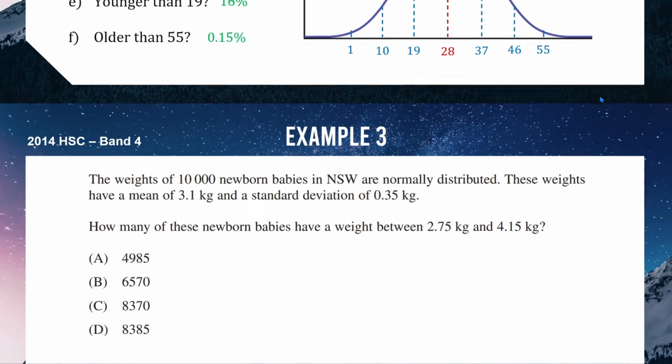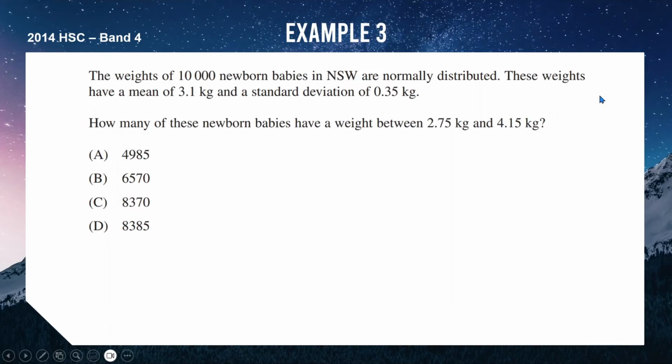Okay, let's do another one from an HSC paper from a fair few years ago. We have 10,000 newborn babies with normally distributed weights. They have a mean of 3.1 kilograms and a standard deviation of 0.35. We want to find how many newborn babies will be between 2.75 and 4.15.